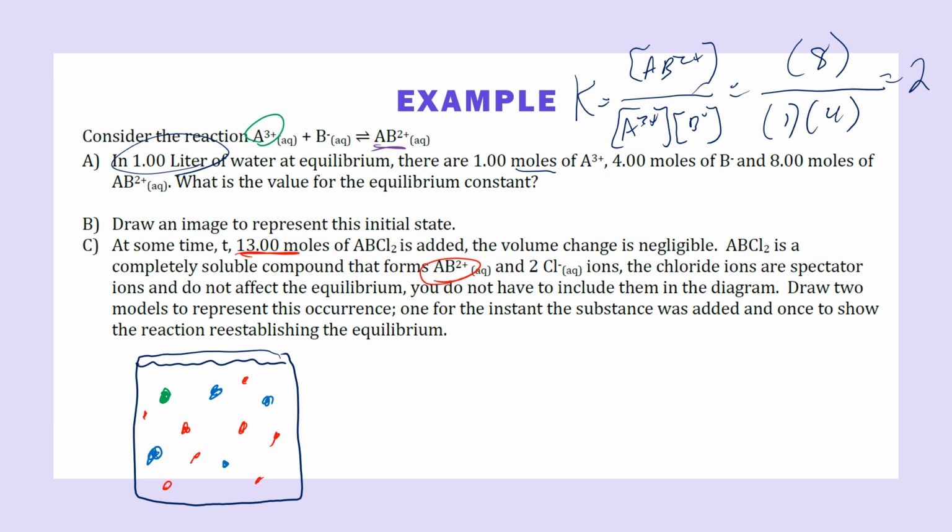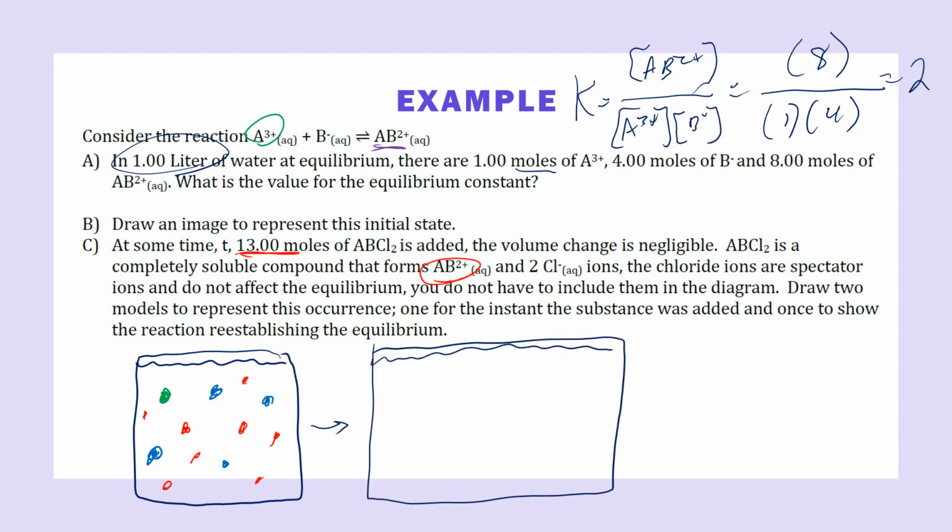Draw 2 models to represent this occurrence, one for the instant the substance was added, and one to show the reaction reestablishing the equilibrium. All right, so let's draw our new container. I'm going to draw it a little bigger just so I have space. Okay, so the instant that it was added, we still have just 1 A, and we still have 4 of the B, and our initial 8 AB2s, and then at the instant time t, 13 moles was added. So I'm going to add 1, 2, 3, 4, 5, 6, 7, 8, 9, 10, 11, 12, 13. So a lot more molecules now.